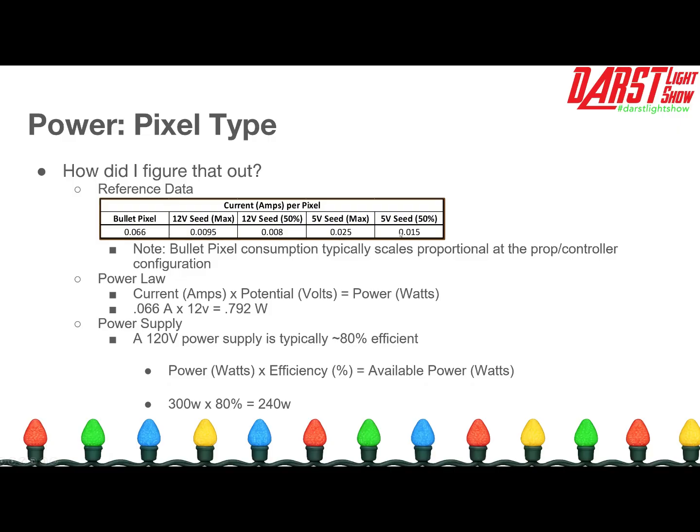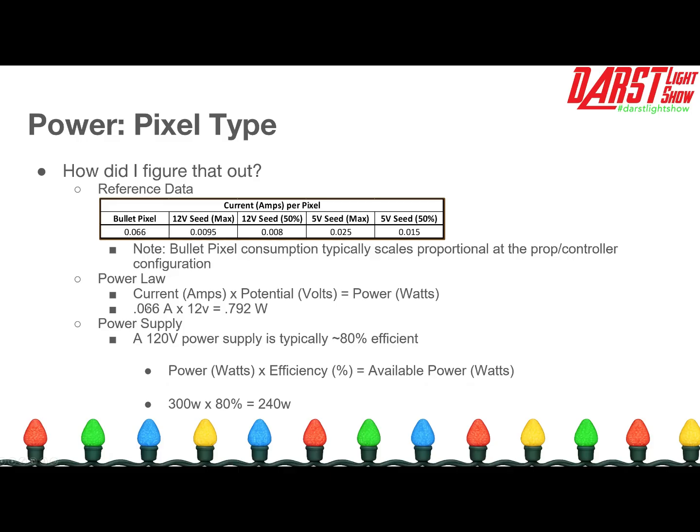running various configurations. And then I verified that using one of my Genius controllers. And the current monitoring averaged out over a string of, I think, 200 pixels. So you get kind of the idea. Now, again, your mileage may vary, but it gives you a general idea. Then you take that and you apply the power law.